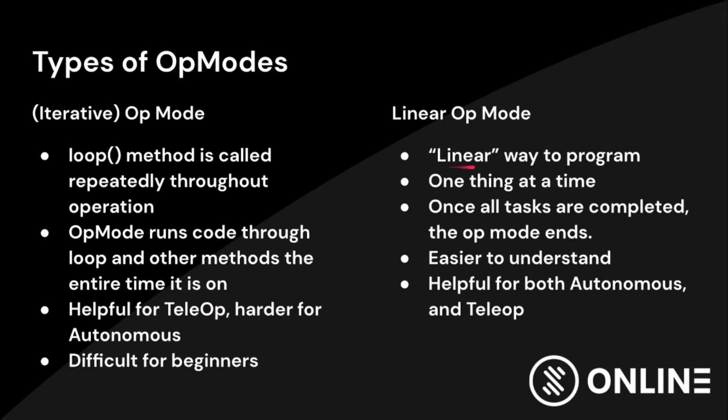So it's a linear way to program. It goes through one thing at a time, and once all the tasks are completed linearly, the op mode ends. It's easier to understand for beginners, and a lot of teams just use it because it's very easy to go through. It's helpful for both autonomous and TeleOp, because in autonomous you can go one by one, and even in TeleOp you can just use the while op mode is active, and we're going to talk about that a little bit more today as well.